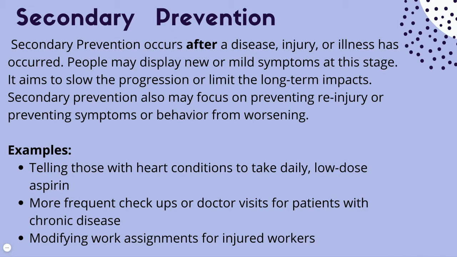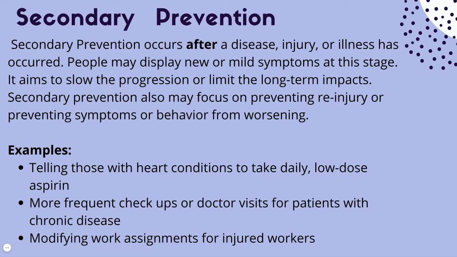Examples here, telling people with heart conditions to take daily low-dose aspirin. So here, the disease is already present. They have a heart condition. Doctors often tell them to take a low-dose aspirin to prevent or limit long-term effects. Next one, more frequent checkups or doctor visits for patients with chronic diseases. So they already have the chronic disease, right? We are trying to limit the long-term effects and limit it from progressing. We know if people are checking in with their doctor and having more frequent doctor visits, that can slow or limit the disease from spreading or worsening in some cases. Lastly, modifying work assignments for injured workers. So if someone comes in, they're already injured, right?